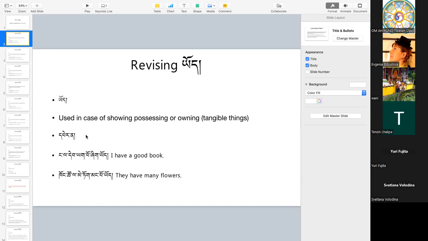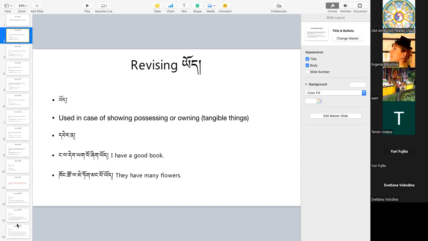So the first usage is in case of showing possession or ownership of tangible things. We have so many different tangible things, but right now there are only two that I have shown. Whenever we use a sentence that shows or confirms ownership, the particle is yue. Then we have a subject to which it belongs, and then the object upon which the ownership is being depicted.